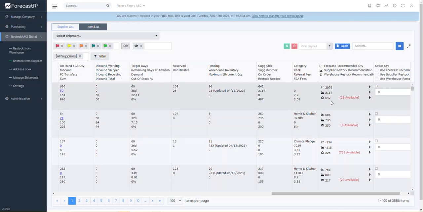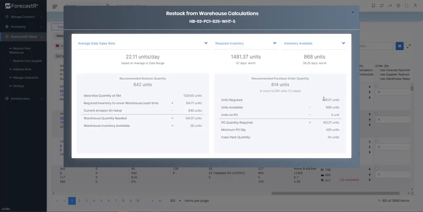And then to find the details about how we came up with these calculations, you can click on the icons for each. I will select warehouse restock recommendation first. And then this will open the daily sales rate panel for restock from warehouse calculations.